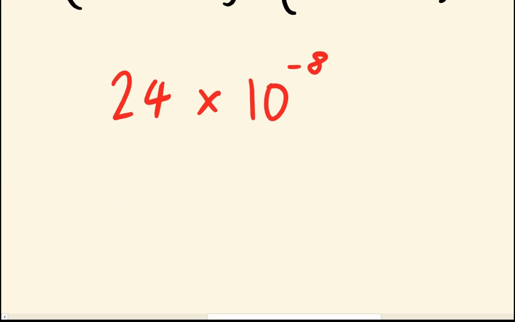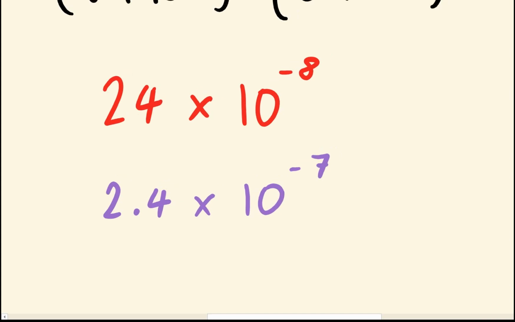Here, slightly different. This answer is not in standard form because this number is not between 1 and 10. It is too big. So we're going to make this number 10 times smaller, so 24 goes to 2.4. We now have an extra power of 10, which we give over here. So if I make this number smaller, I need to make my power 1 bigger. So 1 more than minus 8 is minus 7. So again, number went smaller, power went bigger.